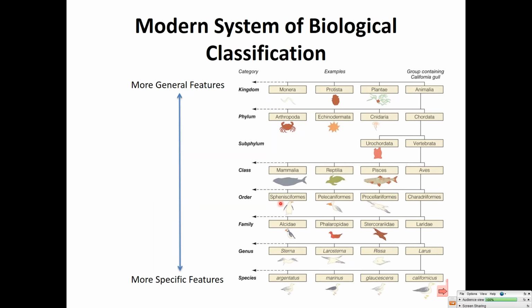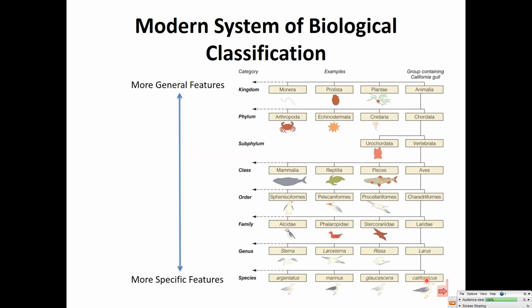And with each order, we have families of birds, so this is even more specific. Within each family, we have genera of birds, which are even more specific. And finally, within genera, we have species. The species is the lowest level of classification. This actually identifies an individual organism. And a species is defined as a group of organisms that can reproduce and create fertile offspring.